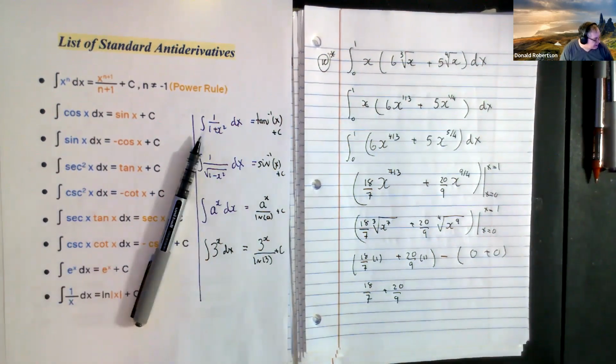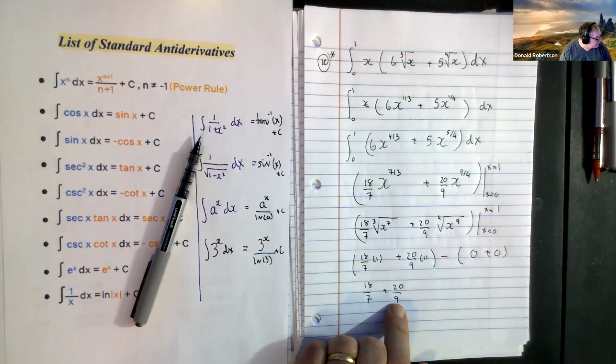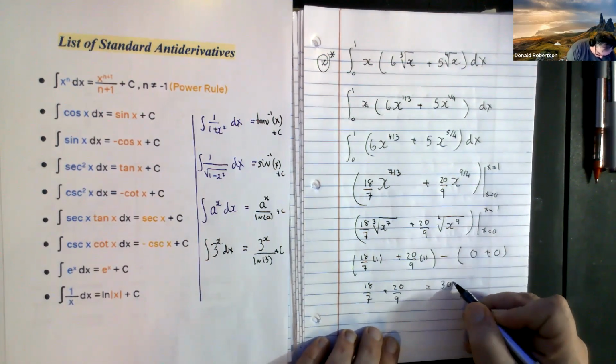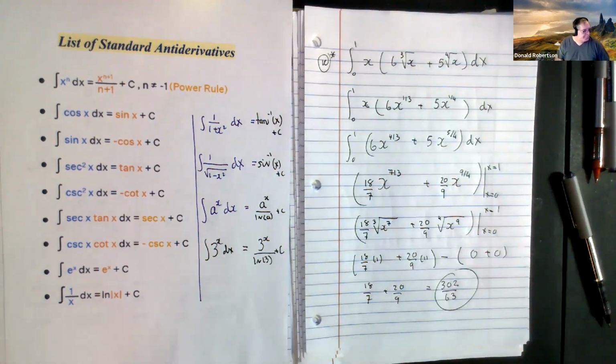At this point, my calculator is going to take over because we want an exact value. So I'm typing in 18/7. I'm adding 20/9. I'm going to get some horrible decimal, which I did. I'm going to go math, choice number 1, and it's 302.63. And that's your answer. Any questions?